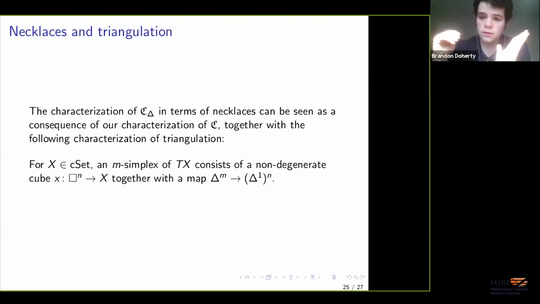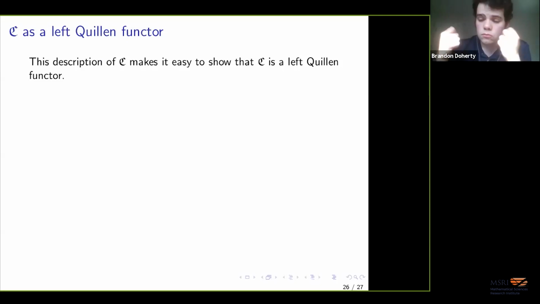And since the initial vertex corresponds to the set of joins of the necklace, and the terminal vertex is the set of all its vertices, then this would be an ascending chain of m sets of vertices which starts at the set of joins and ends at the set of all vertices. So what's useful about this description of C in terms of necklaces is that it makes it relatively easy to show that C is a left-Quillen functor.